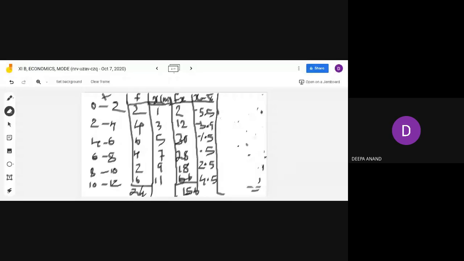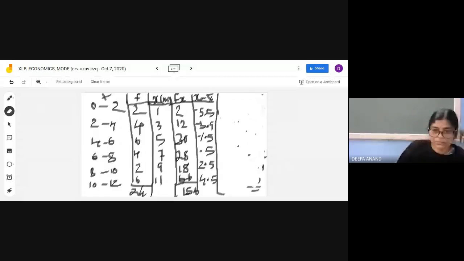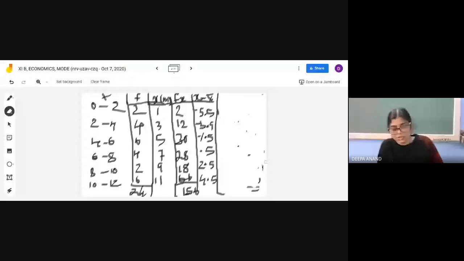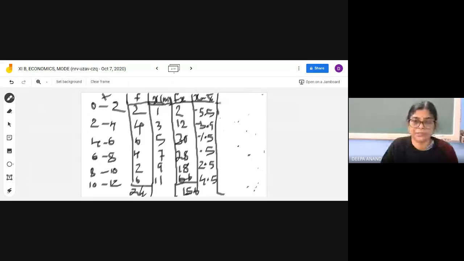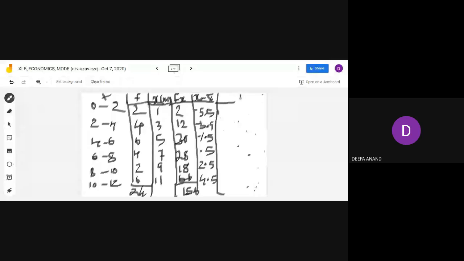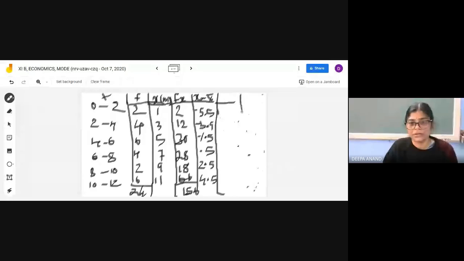15 into 15 are 225, so 2.25 will come. Find out the square of deviation. In this column you will write the square. After the square comes f into that square, which you write as fx square. So here f into the x square written here, fx square will come.